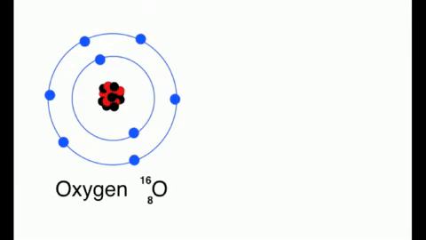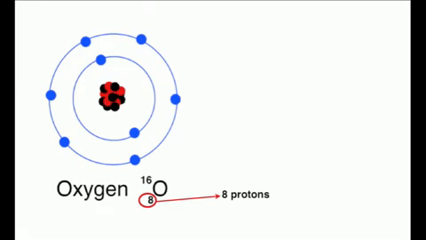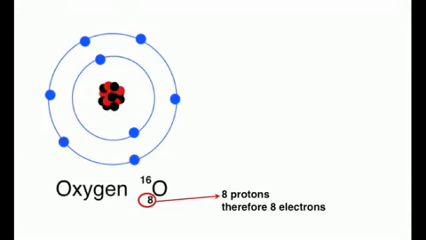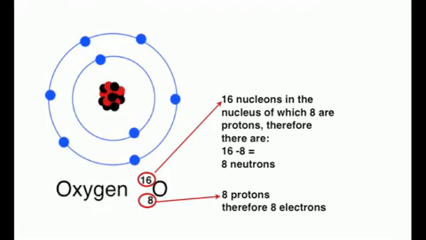The oxygen atom shown here has 8 protons in its nucleus and therefore must have 8 electrons. The nucleon number is 16. Since 8 of those are protons, the other 8 must be neutrons.